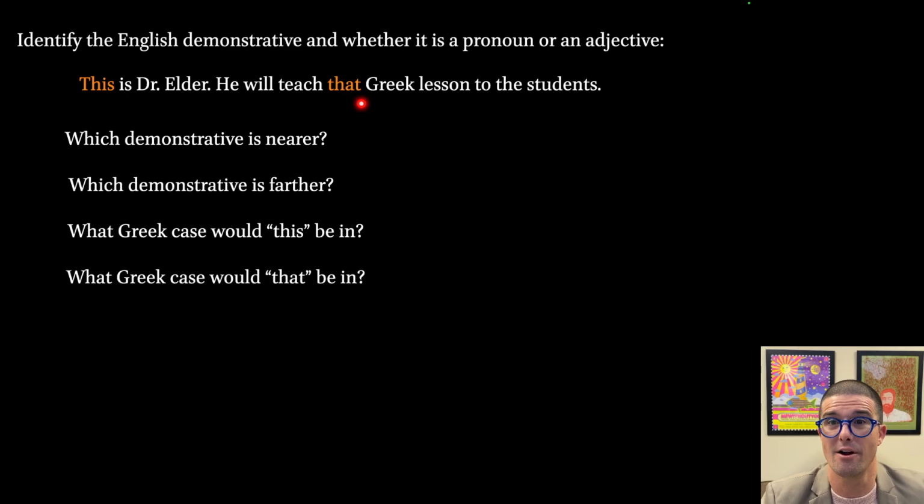And that gives away our initial answer of which one is a pronoun and which one is an adjective. This is an adjective because it's modifying the Greek lesson. It's telling us the particular Greek lesson, that one out there that is on the screen, whereas this is functioning as a noun. This one, this human right here, is Dr. Elder functioning as the noun.